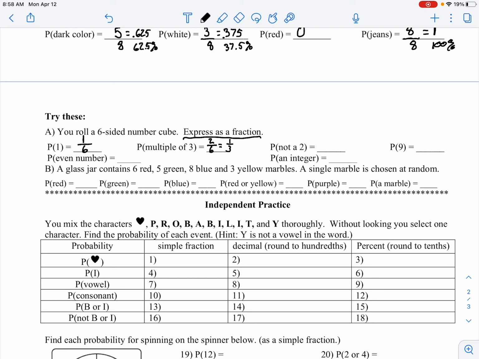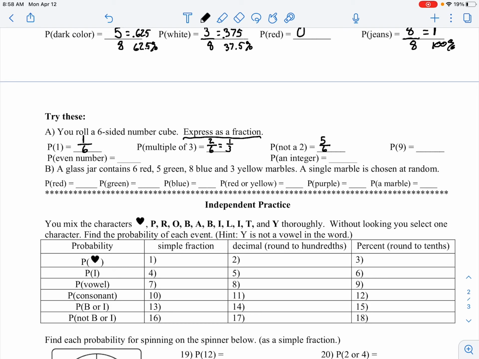All right, so now we want the probability of not rolling a 2. So there's still 6, nothing's changing about our dice. How many of those numbers are not 2? We have 1, 3, 4, 5, and 6, which gives us 5 total numbers that are not a 2. So 5/6 would be the chance we have at rolling not a 2.